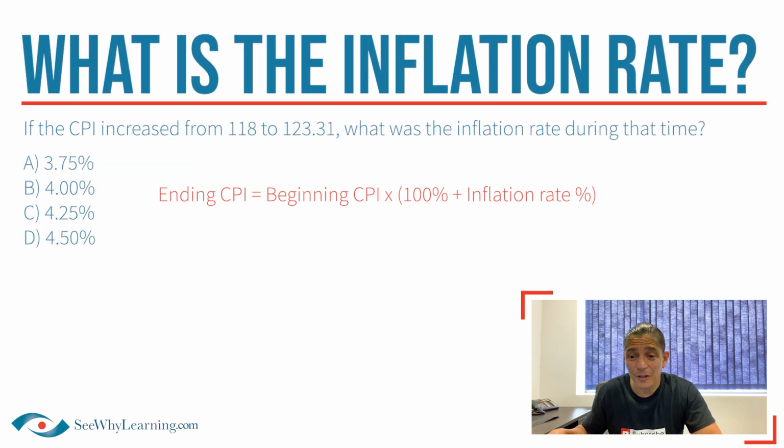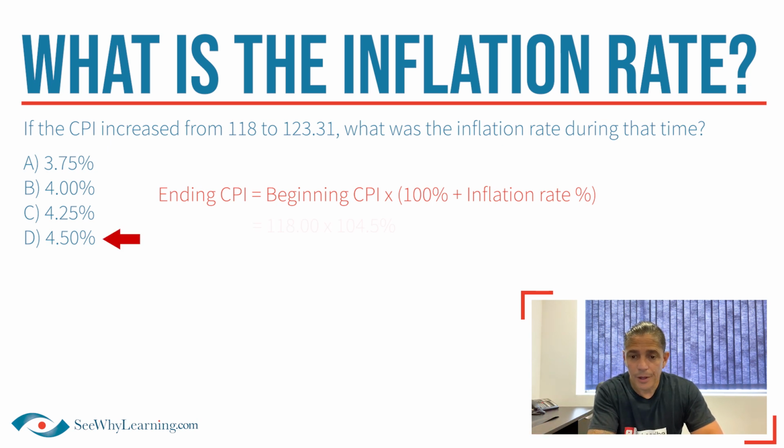What is the inflation rate? Here they're saying the CPI increased from 118 to 123.31, and they're asking you what was the inflation rate. Well, again, you can do this algebraically, but so much easier to use a process of elimination. I'm going to do that. It's a multiple choice exam, and I want to take the path of least resistance. So I'm going to do a process of elimination, and I'm not going to start with A. I'm going to start with D. Work my way up again.